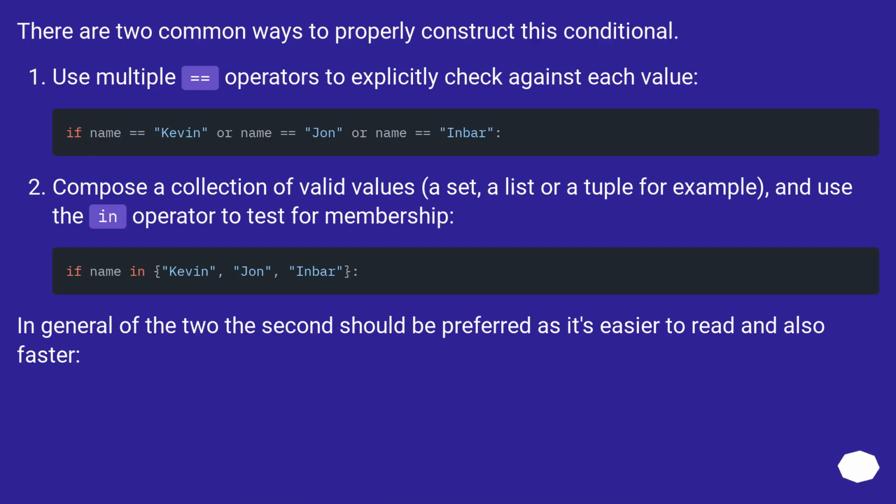There are two common ways to properly construct this conditional. Use multiple equals operators to explicitly check against each value. Compose a collection of valid values, a set, a list, or a tuple for example, and use the IN operator to test for membership. In general, of the two, the second should be preferred as it's easier to read and also faster.